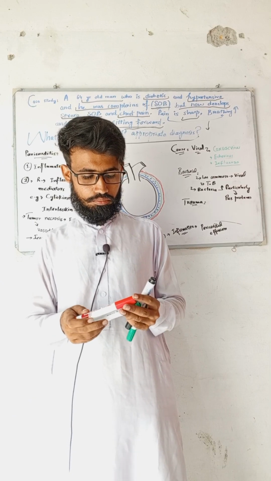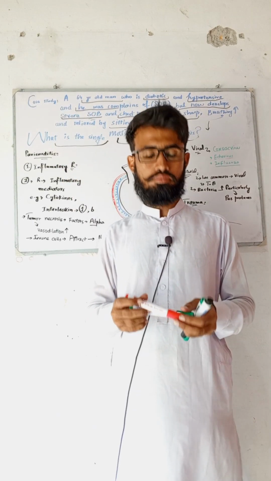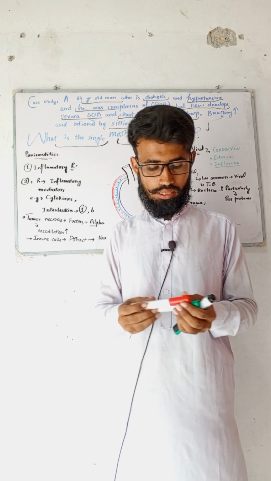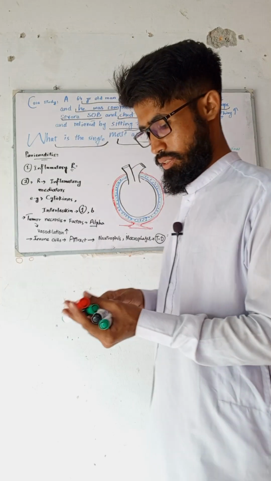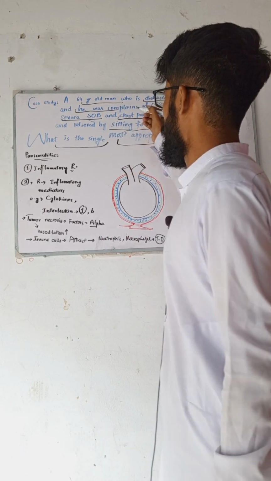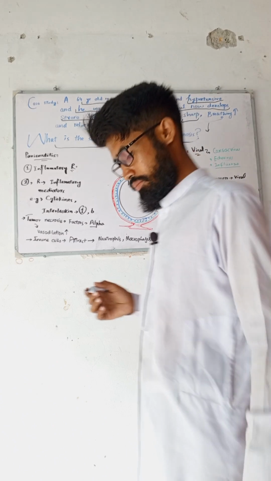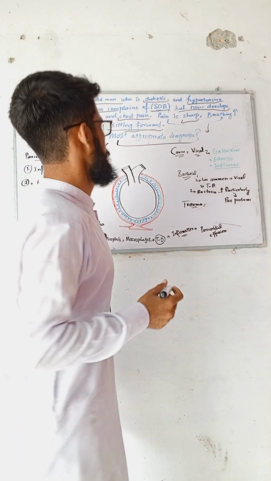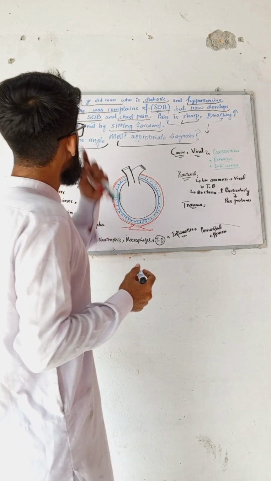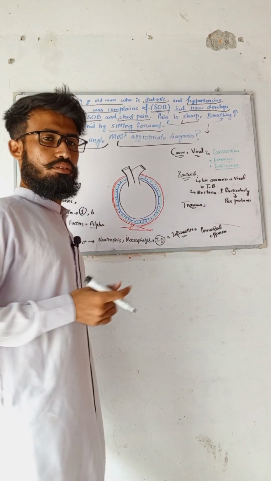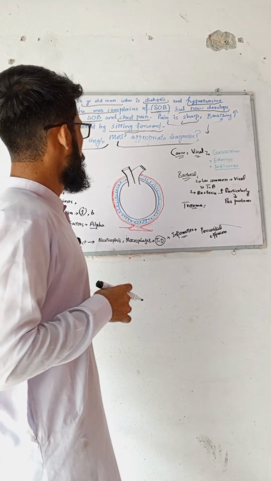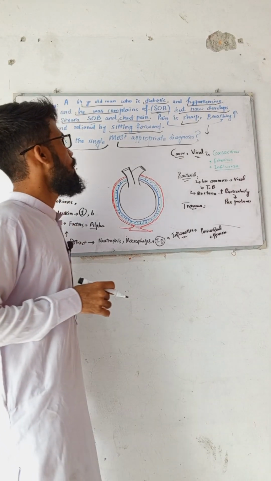A few days ago, there was a case study related to cardiology. It was a 64-year-old man who was diabetic and hypertensive, and he had been complaining of shortness of breath (SOB) for a few months.